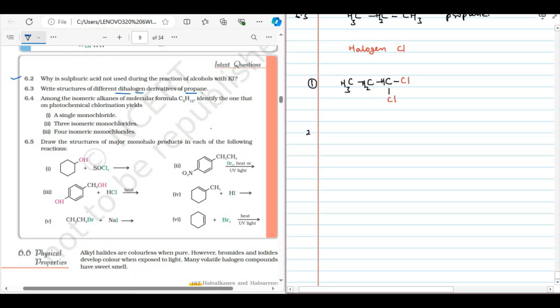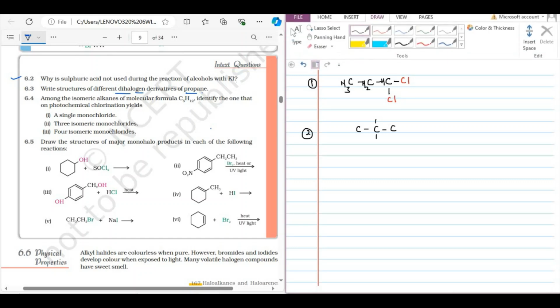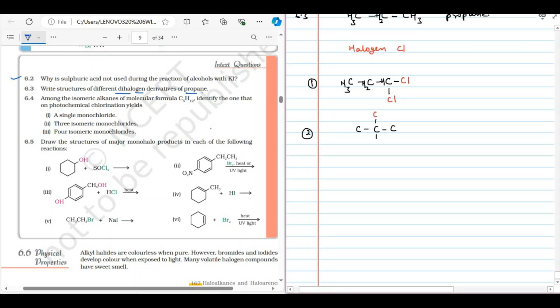Now draw the second structure. Here we can draw C, C and C. This time we can attach both the chlorines to the middle carbon. So here Cl and Cl. Now balance the hydrogens. So at the terminal position CH3 and here also CH3.